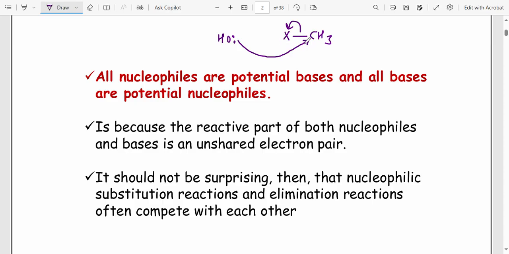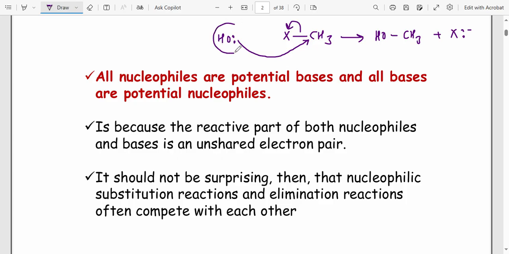So when this bond breaks, it is the X, which is more electronegative, or the halogen, that will end up taking the two electrons. And so what we are going to see as a product will be HO attached to CH3, and then you have got X alone. It has carried those two electrons, so it will become negatively charged. So this is what we call a nucleophilic substitution reaction.